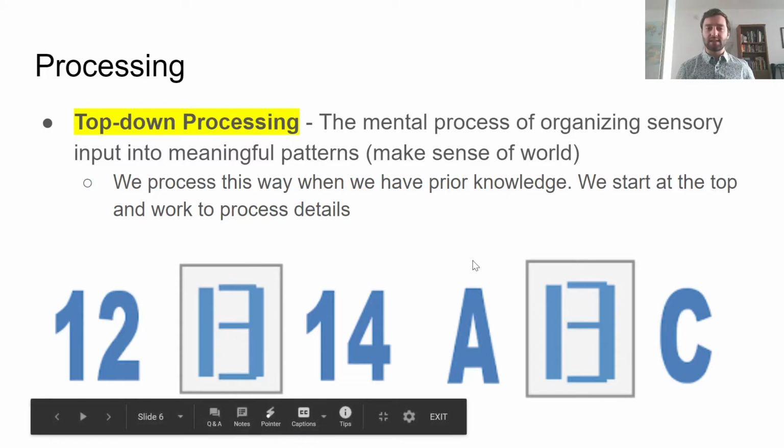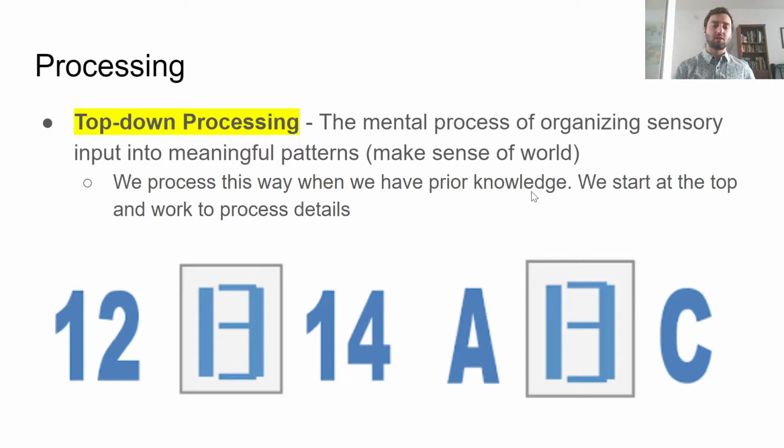Now, again, these are the same exact images we saw before. But when we add in this context or this prior knowledge, it changes a little bit what it looks like. You can clearly see what it is. So our top-down processing is kind of the opposite of our bottom-up. Bottom-up works from the very sensation at the beginning, and we try to work towards understanding it. Top-down is where we take organization, take things we already know and apply them to the world. So it's the mental process of organizing sensory input into meaningful patterns. It's our way of making sense of the world.